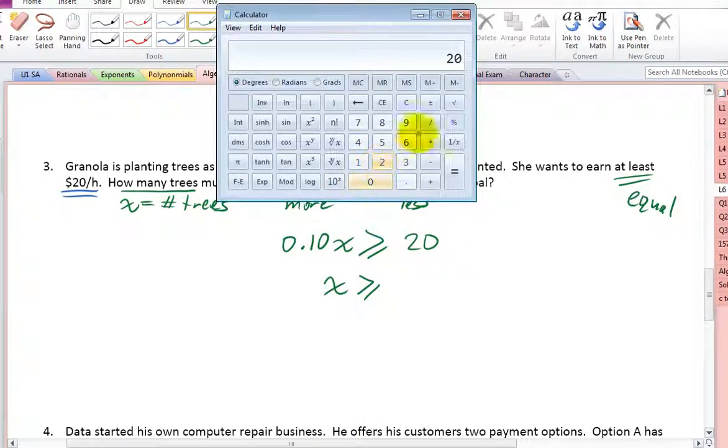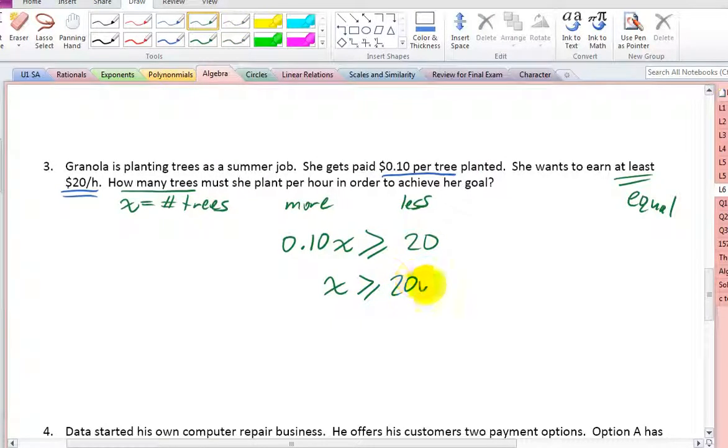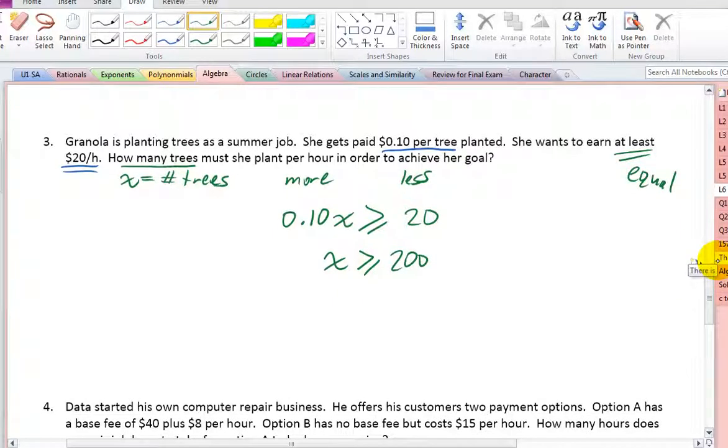20 divided by 0.10 is 200. That's a lot of trees. That is. For 1 hour? Yup, per hour. Well, she probably just dumps them in a hole, right? Anyways, so she must plant 200 or more trees.